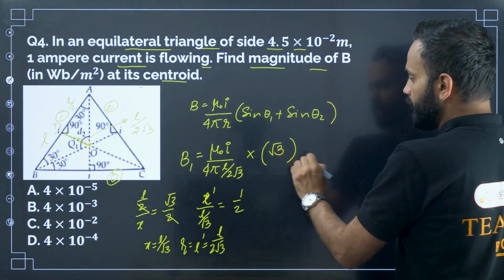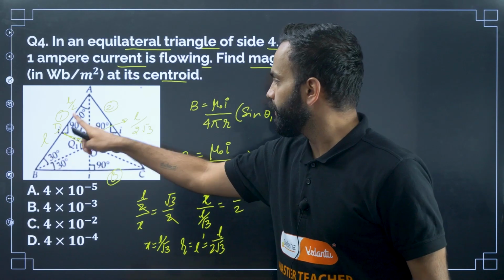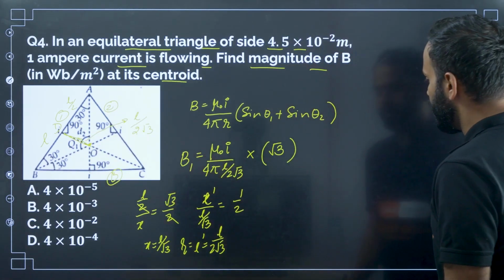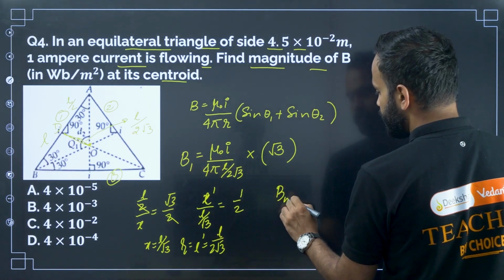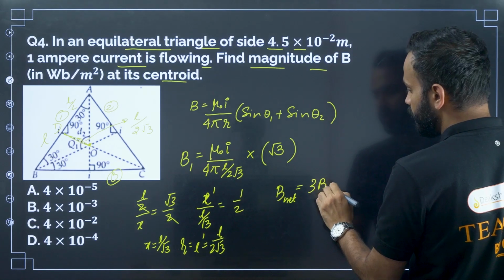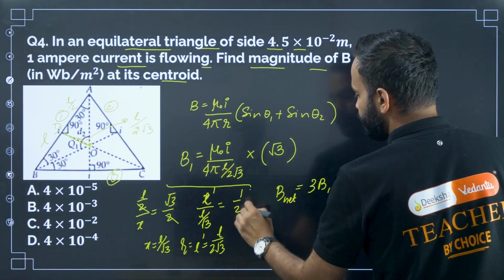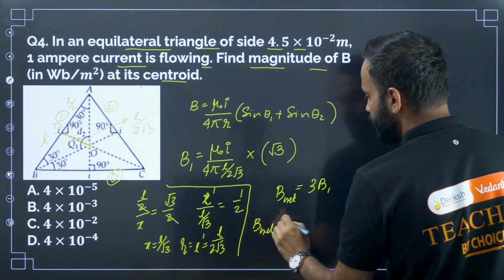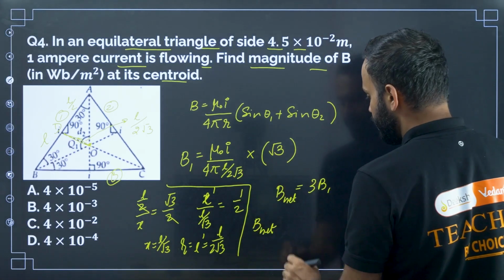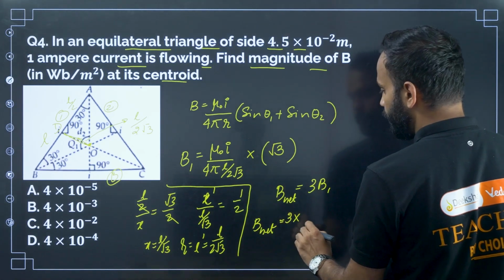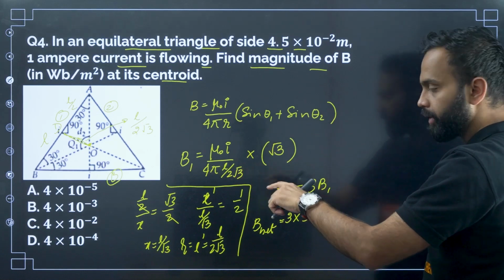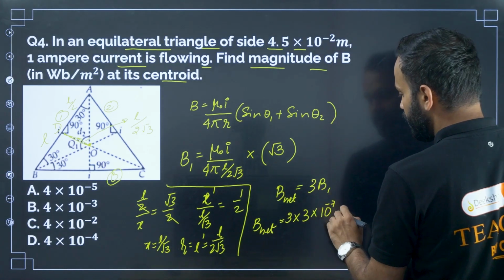Okay. So this is the magnetic field due to the one wire, right? There are 3 wires, so multiply it by 3. The net magnetic field at the centroid of the equilateral triangle is 3 times B1. Now B net is equal to root 3 into root 3 is 3, right? So now 3 into mu naught by 4 pi. Mu naught by 4 pi is 10 to the power minus 7, into I.